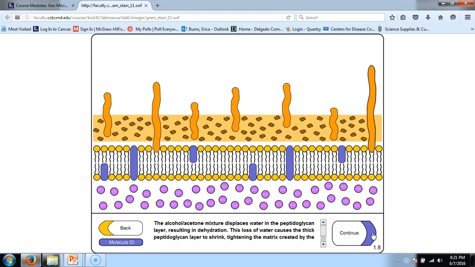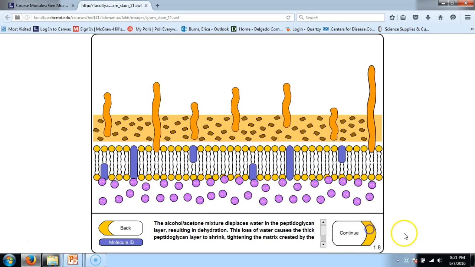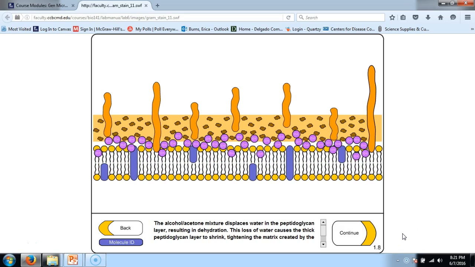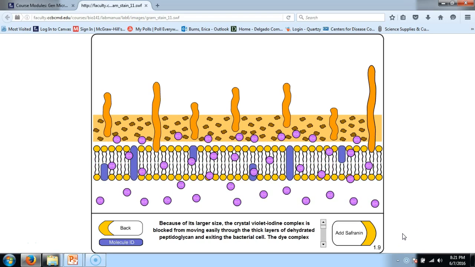Okay. So complex shrunk. Notice there were spaces in between these molecules, and they just got smaller. And we have a bigger molecule on the inside. So is he going to get out? No, he's trapped. It's like, oh, I'm stuck, I'll have to stay in. So these cells at decolorization, if you don't do it too long, they're going to stay purple.